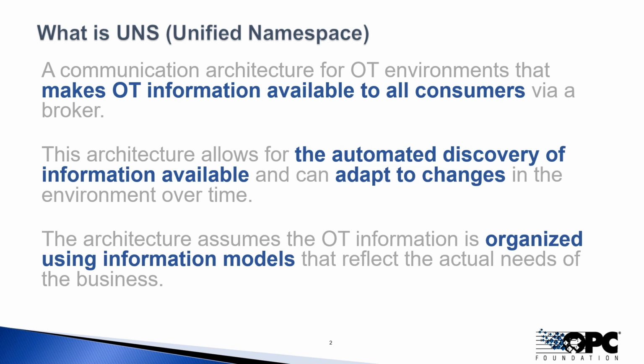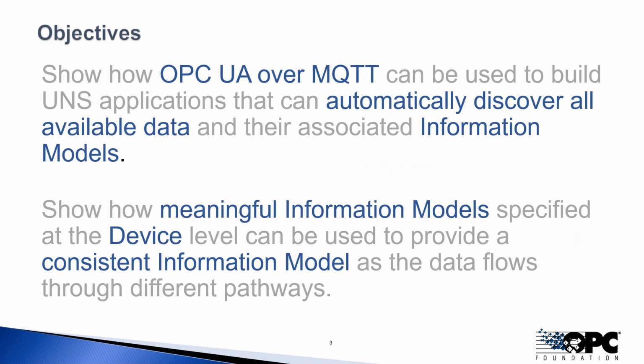This architecture also assumes that OT information is organized using information models that reflect the needs of the business. This can make use of enterprise-wide standards, such as ISA 95, to organize all information into sensible hierarchies. Let's talk about objectives. I will show how OPC UA over MQTT can be used to build UNS applications that can automatically discover all available data and their information models. I will also show how meaningful information models specified at the device level can be used to provide a consistent information model as the data flows through different pathways.